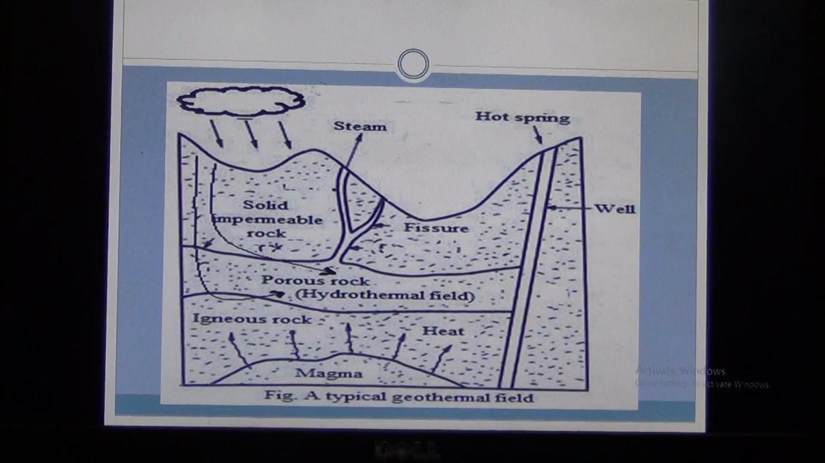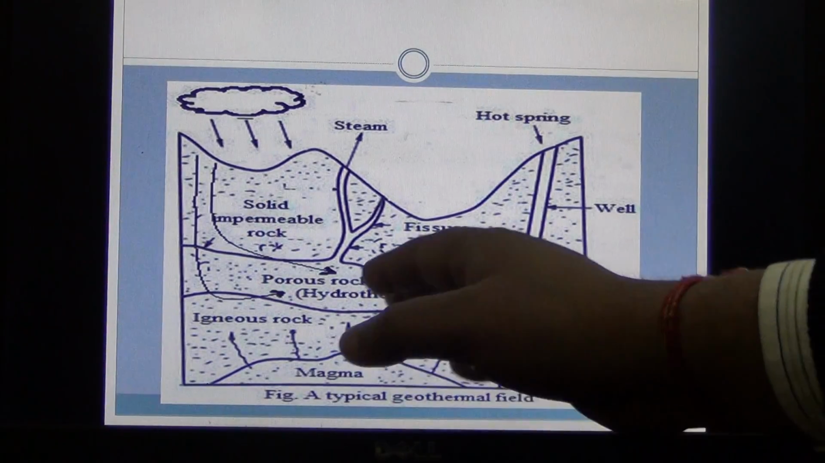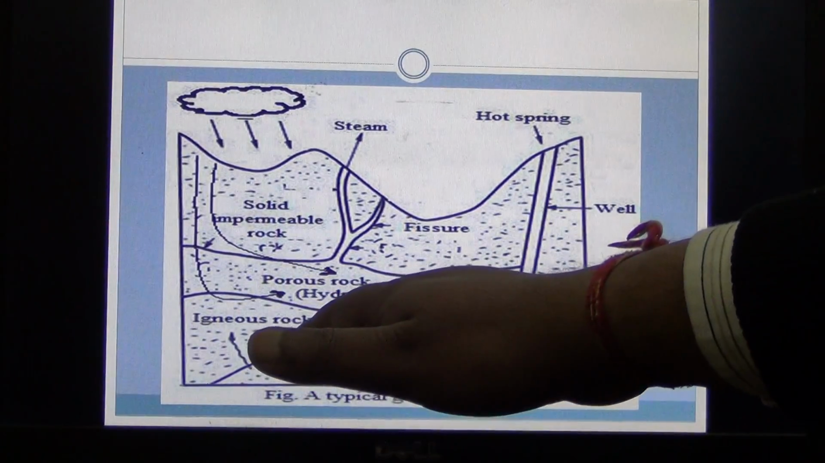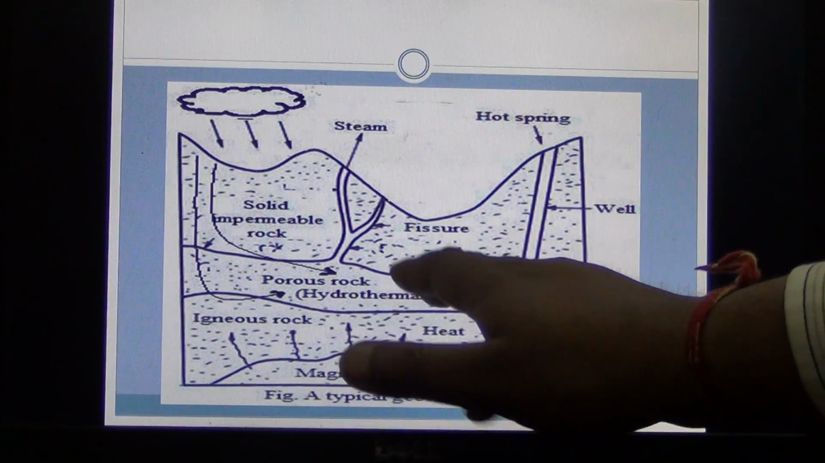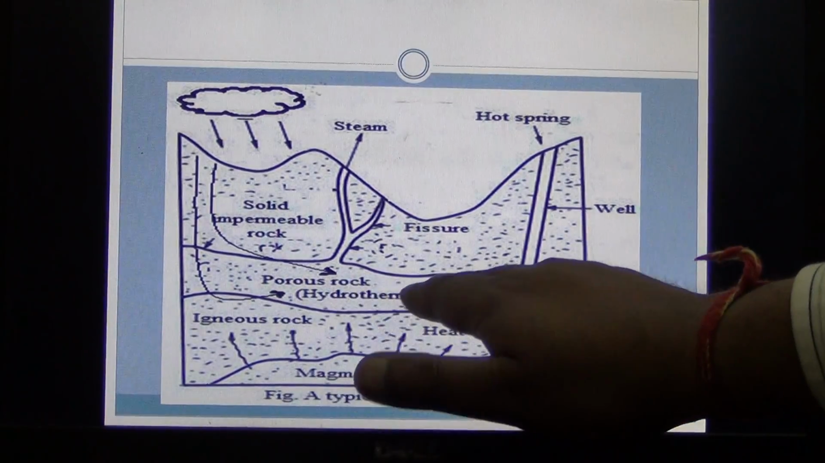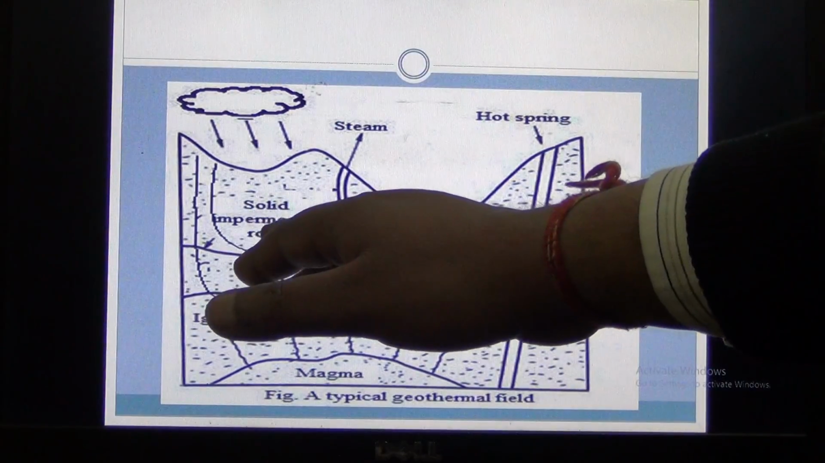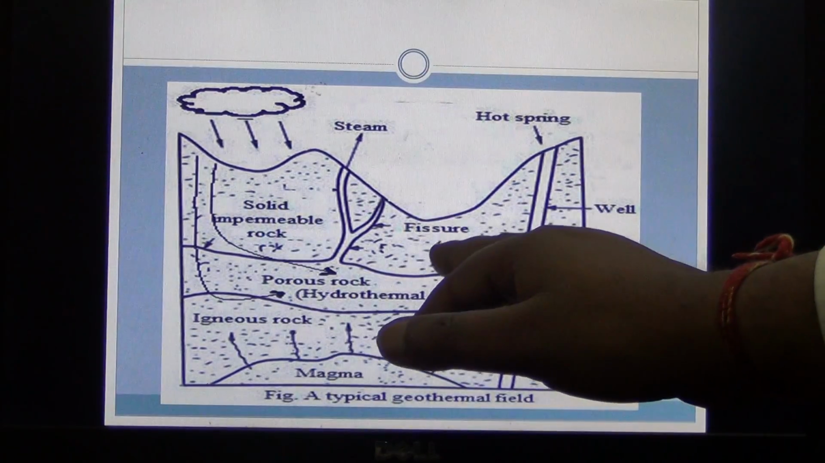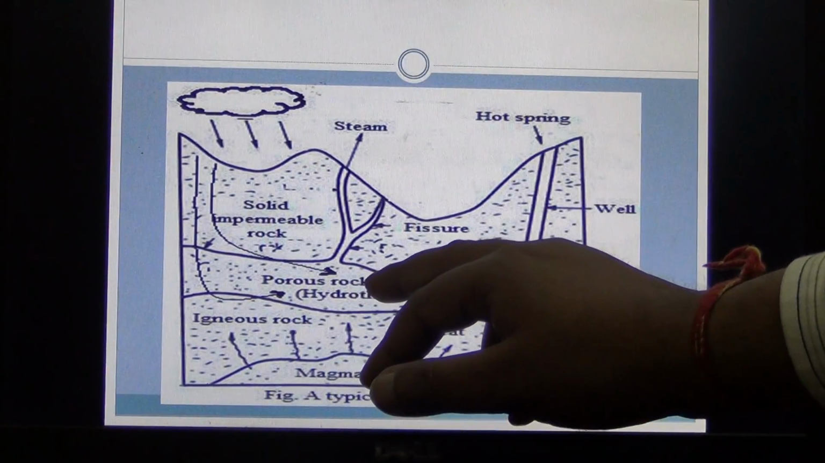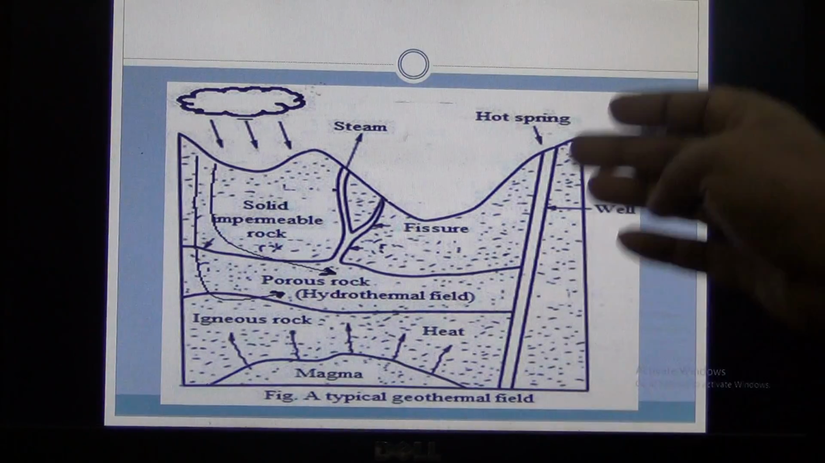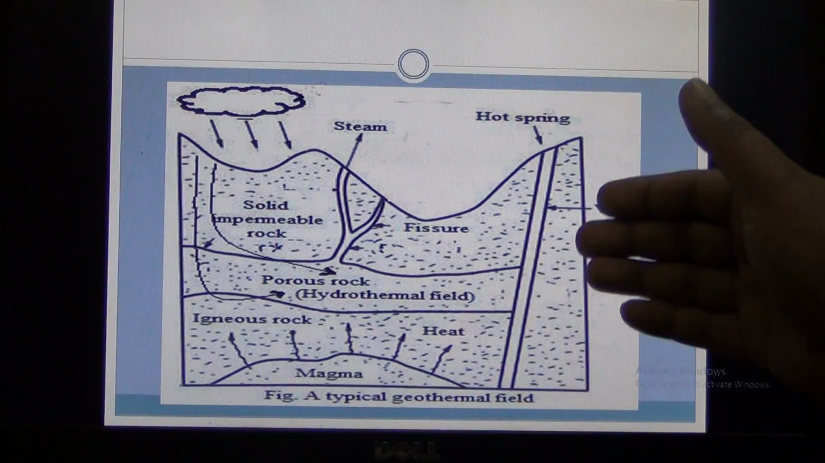From the figure it is clear, this is the magma and it precipitates sheets, and this is the igneous rock, and this is the porous rock where the hydrothermal field is, which we mainly consider as a hydrothermal field, and it hits the solid impermeable rock, and from some pores it comes out in the form of steam. We get this hot spring from a well, which we construct manually for power generation.